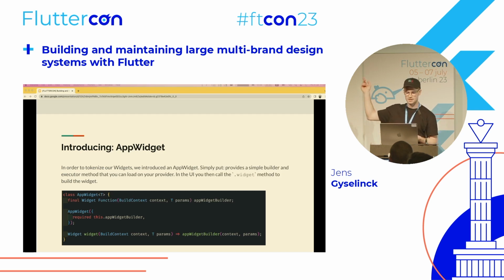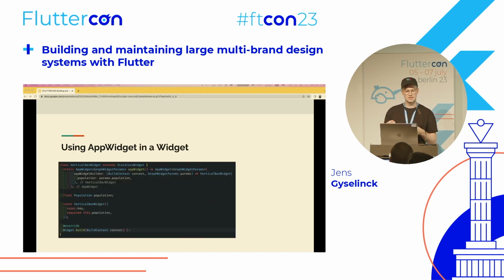This is a simplified example of what that looks like, but the main essence is there. You have your app widget, it has a builder method, and you have that .widget method that you pass the current context and a set of parameters. And that will call the app widget builder. So how you use that then in a widget, and this is an example. For example, a vertical bar widget would be maybe something that you use in a graph or something. It's something abstract. But you would have a static app widget method there. And that would return the app widget. And that app widget has a builder that actually returns the vertical bar widget in itself.